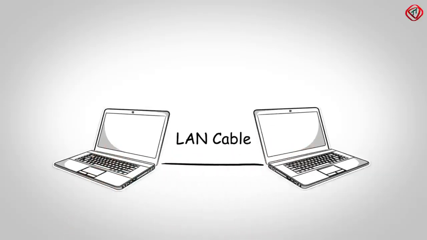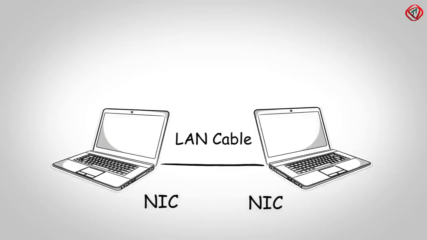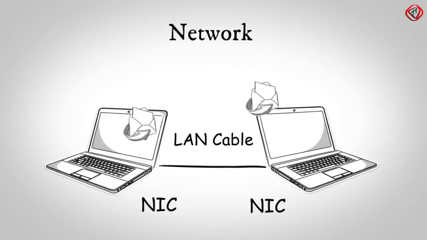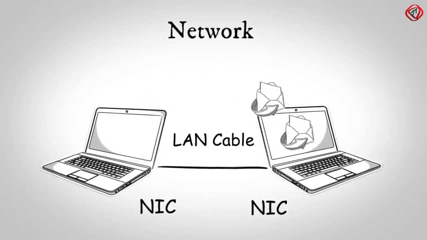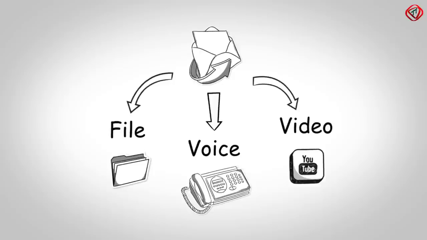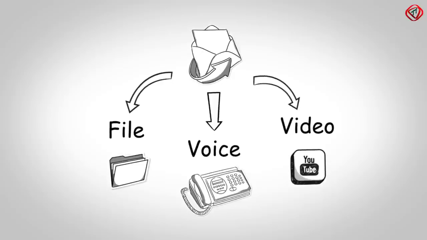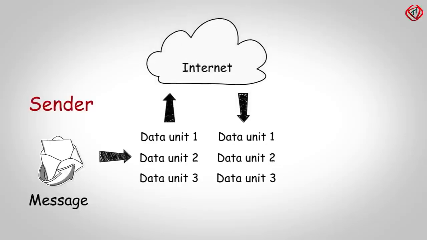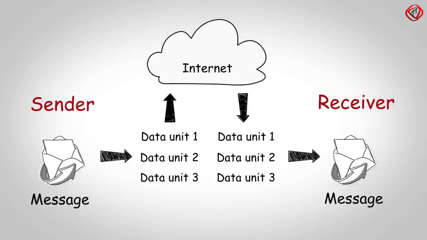In the most basic form, two computers connected via LAN cable sharing data with the help of network interface cards forms a network. And the process of sending messages from one place to another through a wired or wireless medium is called communication. The message can be a file, a voice conversation, a streaming video, or anything which can be communicated in digital form. These messages are not sent as a single unit. Instead, they are broken into small data units. These data units are transmitted through the network and restored at the receiver into the original message.